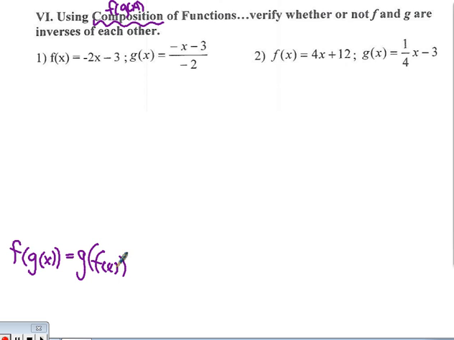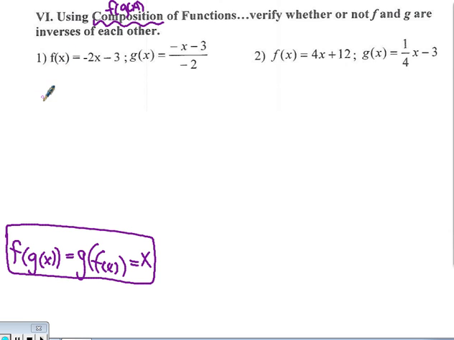g of f of x must equal what value? Is it just that they have to be the same? Or they have to be equal to something in particular? Yes, they have to also equal x. Okay, so this is what we're looking for. And if this is true, then they are inverses. If it's not true, then they're not inverses. So let's check this one.